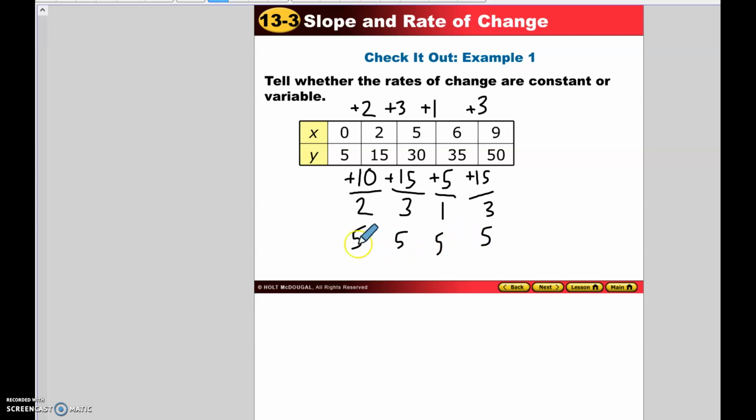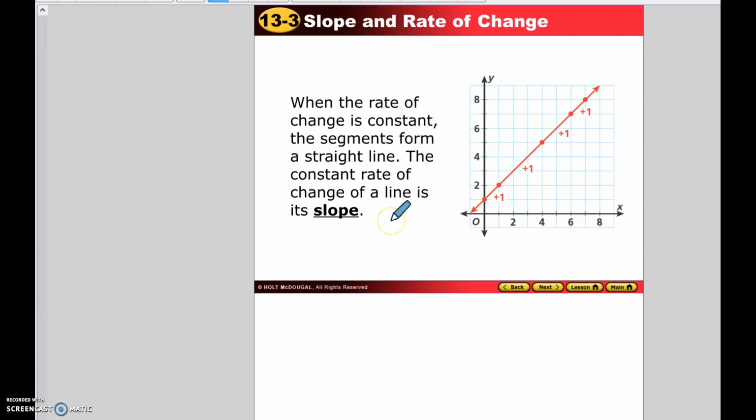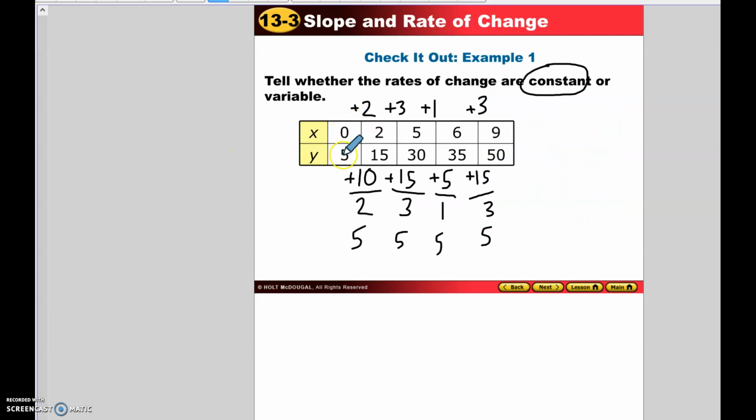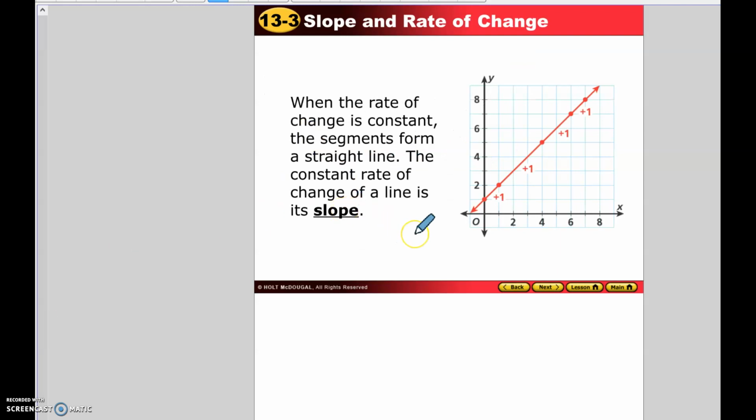Is this the same number? Is it constantly the same, or is it different? It's constantly 5. The change is always 5. So this is a constant rate of change. When the rate of change is constant, if I graph those points from this table, if I graph the point 0, 5, 2, 15, etc., it would form a straight line. If it's variable, it wouldn't be straight.